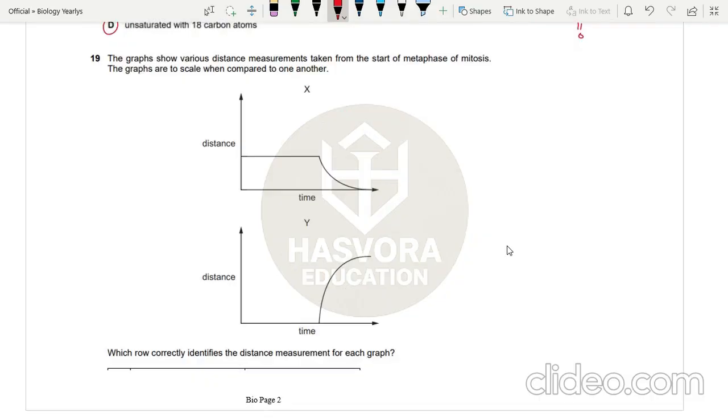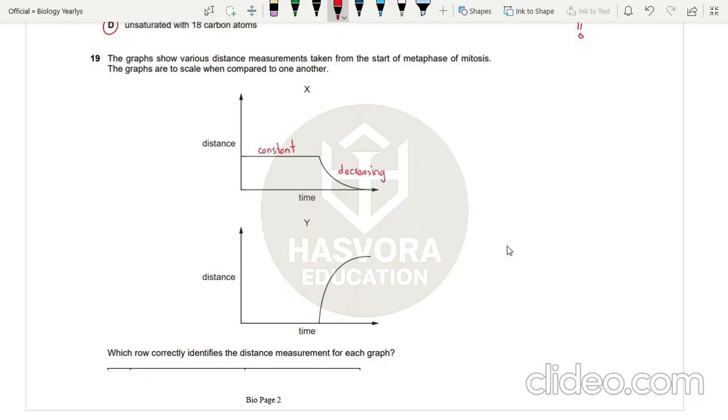Sixth says the graph shows various distance measurements taken from the start of the metaphase of mitosis. The graphs are to scale when compared to one another. Now you can see that x is representing a distance-time graph in which the distance is constant. This distance is constant, and then it is decreasing.